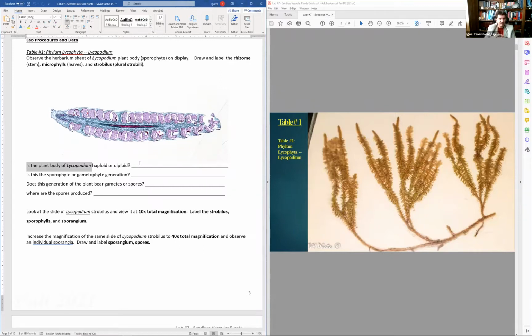Does this generation bear gametes or spores? It's a sporophyte. It bears spores. That's why it has strobili on top. This is where the spores are produced. And this is the next question: where are the spores produced? In the strobili. So look at the slide of the Lycopodium strobilus right here. And you will need to label rhizome, stem, microphylls, and strobilus. In this case, I think it's moved. You're supposed to have that thing over here, probably.